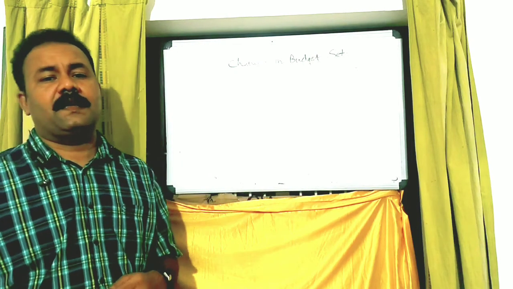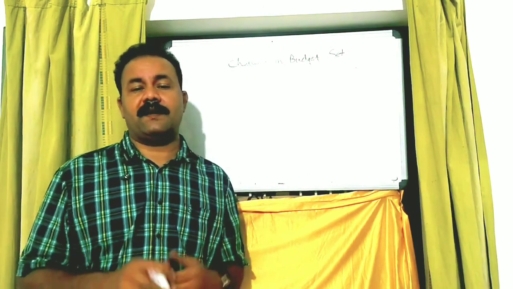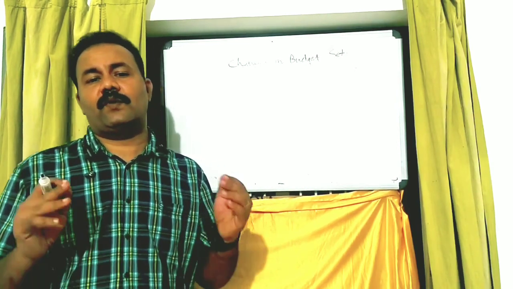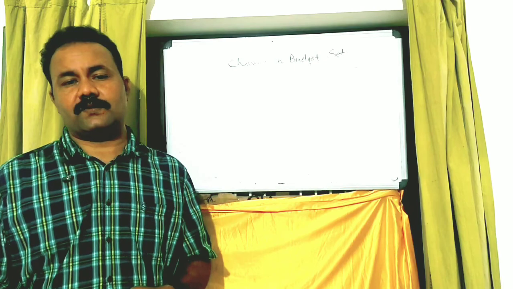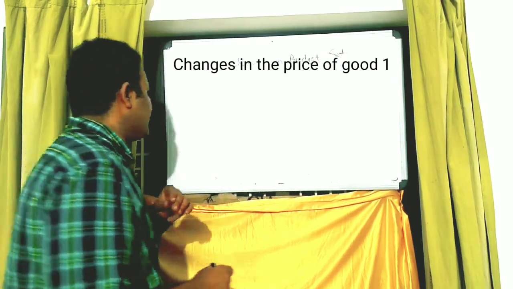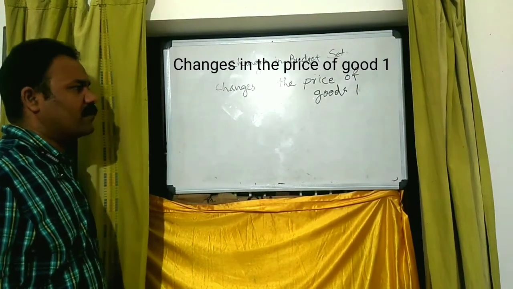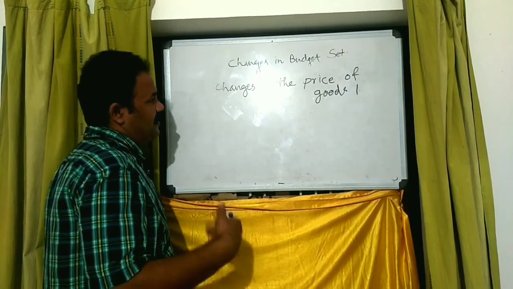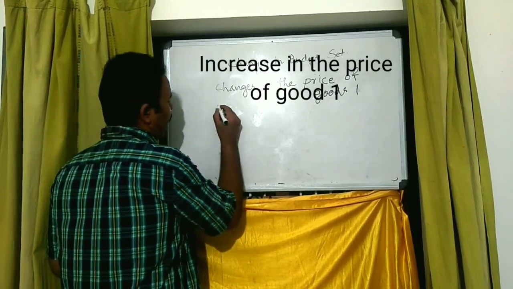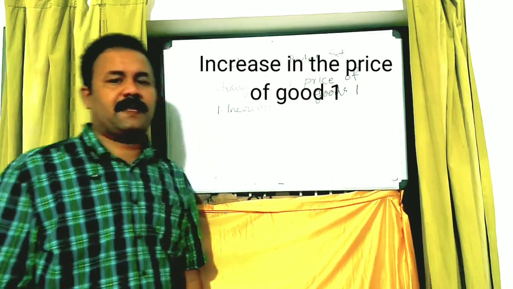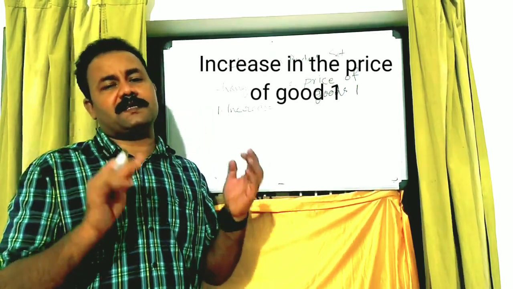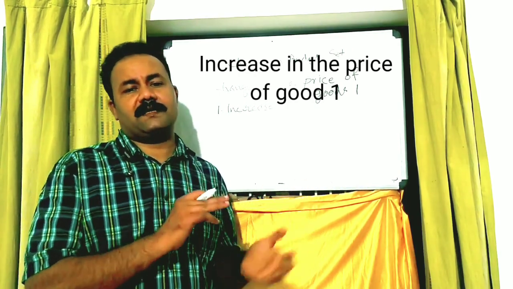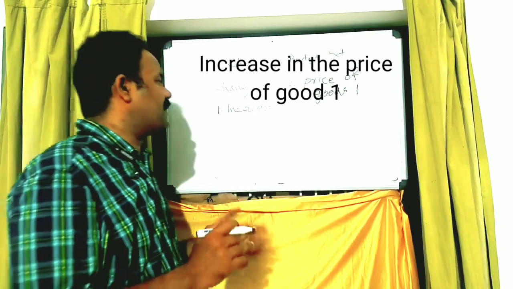Next factor affecting the budget set or budget line, that is changes in the prices of good 1 and good 2. Here we can take the first one, changes in the price of good 1. There are two types of changes, that is increase in price and decrease in price. At that time, the horizontal intercept pivots around the y-axis. What is the reason behind that?